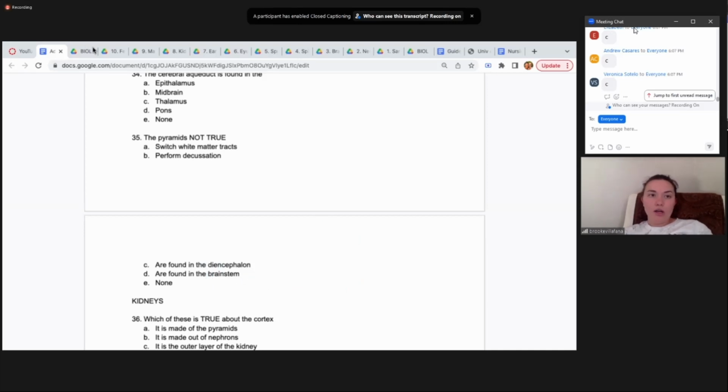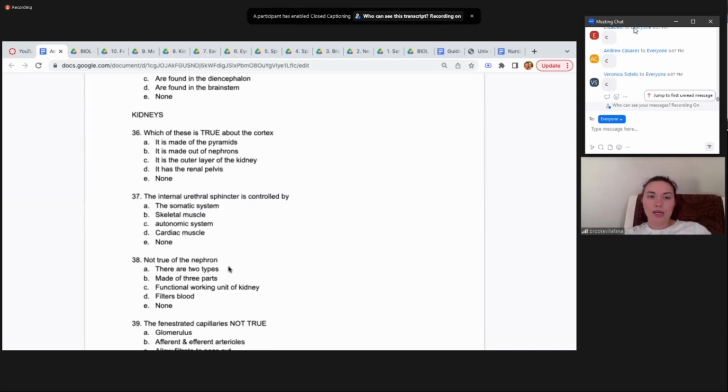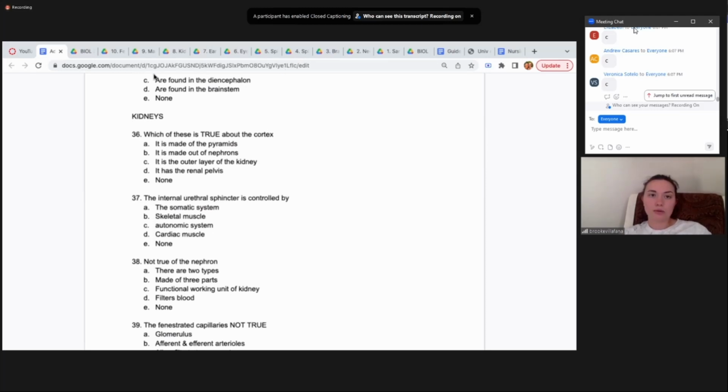Okay, so let's move on to question 36. We're moving into the kidneys now. Okay, so kidneys. Question 36. Which of these is true about the cortex of the kidneys? Good, C, right? It is the outer layer of the kidney.